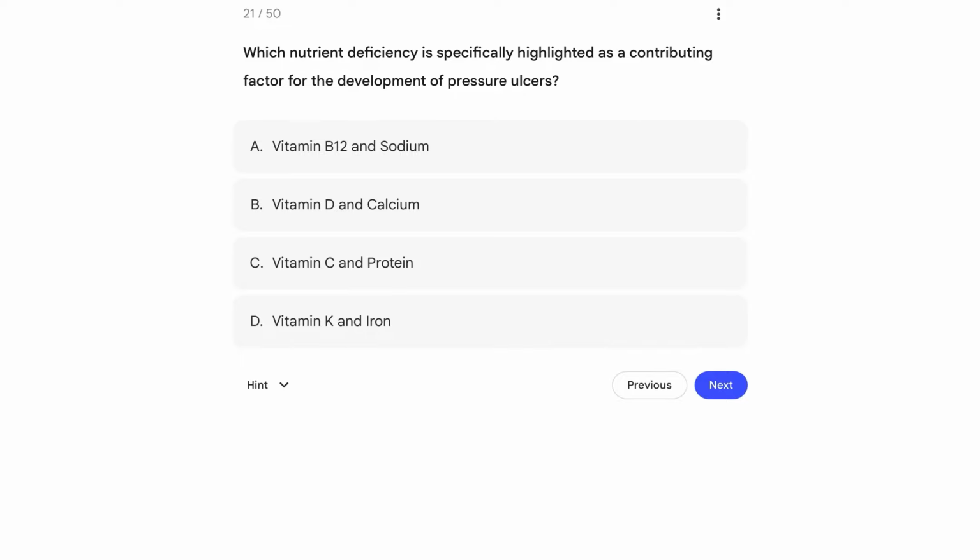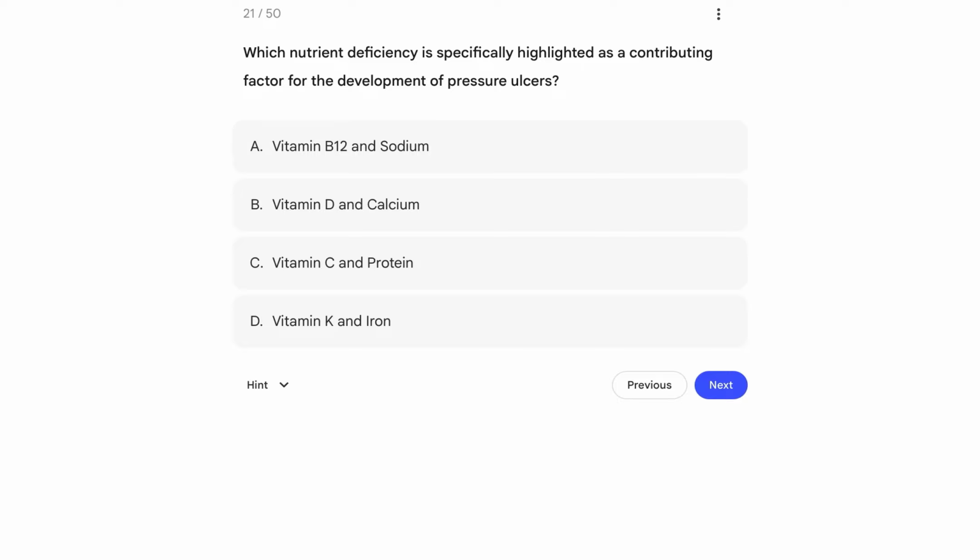Option A, vitamin B12 and sodium deficiency is making the pressure ulcer. Is that the answer? Option B, vitamin D and calcium deficiency is making the development of pressure ulcer. Option C, vitamin C and protein deficiency is making the contribution of pressure ulcer. Option D, vitamin K and iron deficiency is making the contribution for development of pressure ulcer. Which one is the answer?